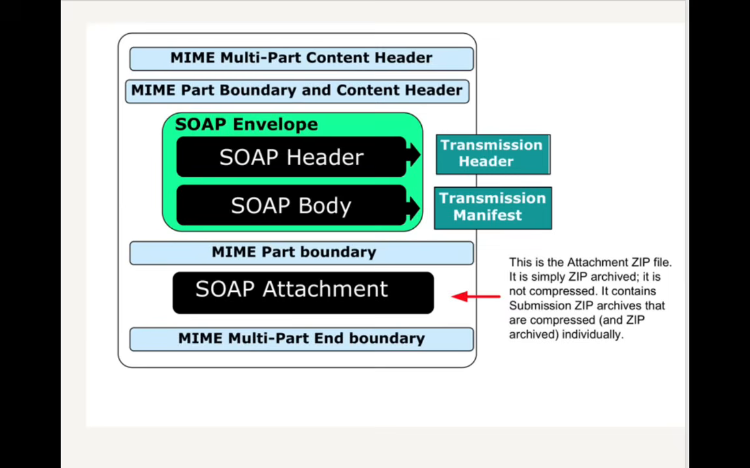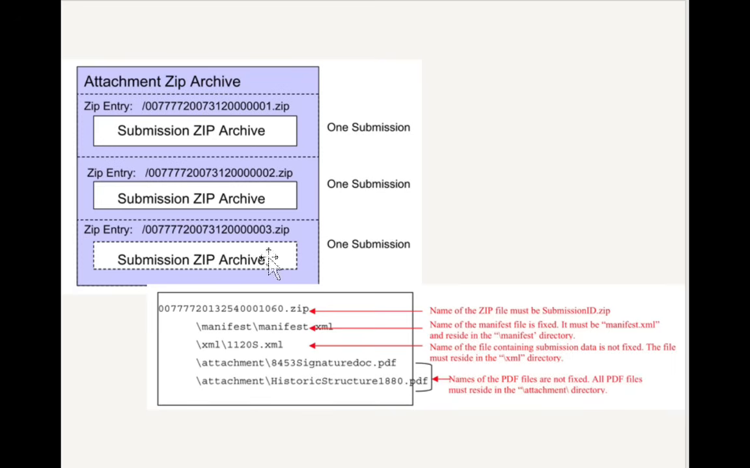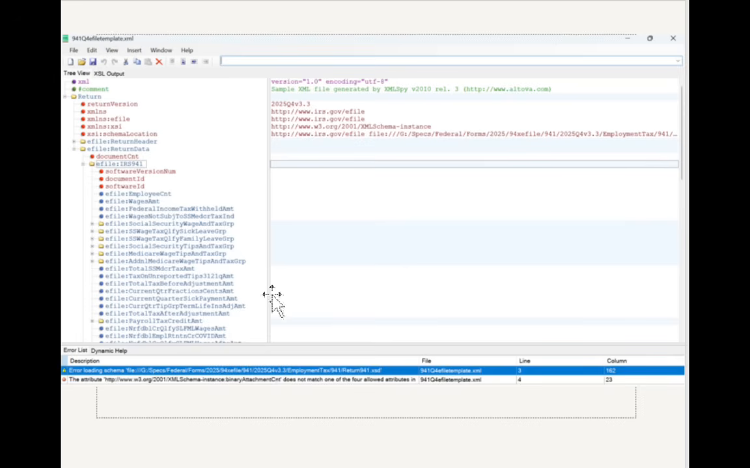So basically the overall composition is like this in the SOAP header, and then each submission should be combined like this: the manifest file, the XML, the attachments. If there are multiple, for example, 8453 signature documents, or other information in PDF files, those come in the attachment folder. So three folders. The basic rule is the name must be the submission ID .zip, the manifest file is in the manifest directory, and then the XML directory.